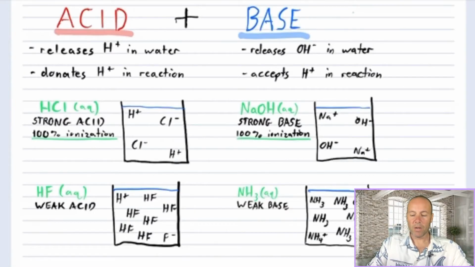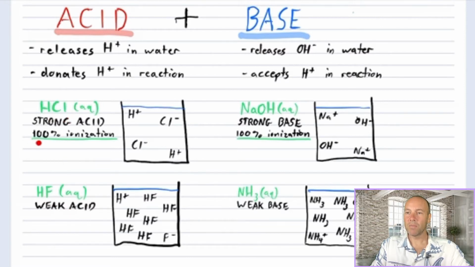Let's first recall in our previous lecture we introduced acids and bases. Acids are compounds that release protons when they dissolve in water, and they donate protons when they chemically react. And that means when they react with bases. A couple of examples are hydrochloric acid, which is a strong acid, and hydrofluoric acid, which is a weak acid.